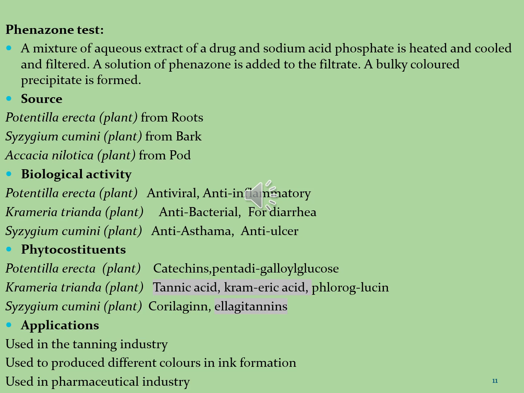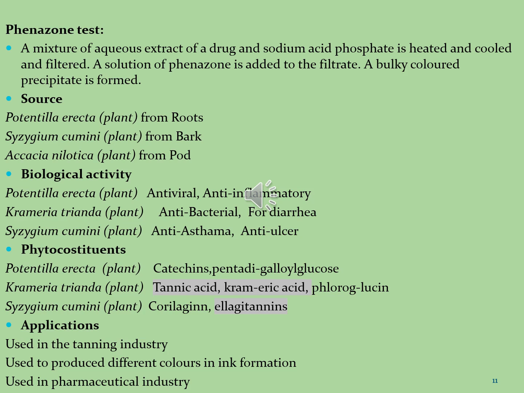Tannins are found in most parts of plants, and these plants are Potentilla erecta, in which tannins are found in the roots. The second plant is Syzygium cumini. In this plant, the tannins are found in the bark of the plant. The next plant is Acacia nilotica. In this plant, the tannins are found in the pod.